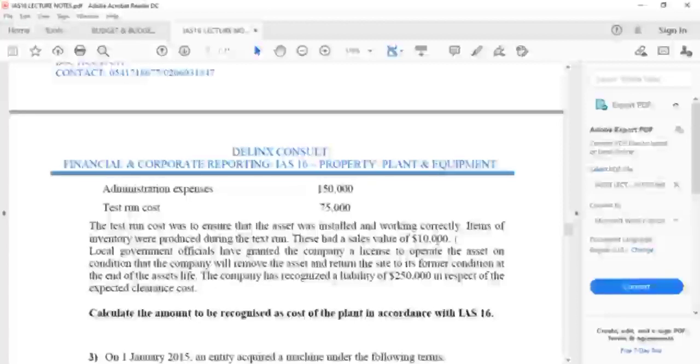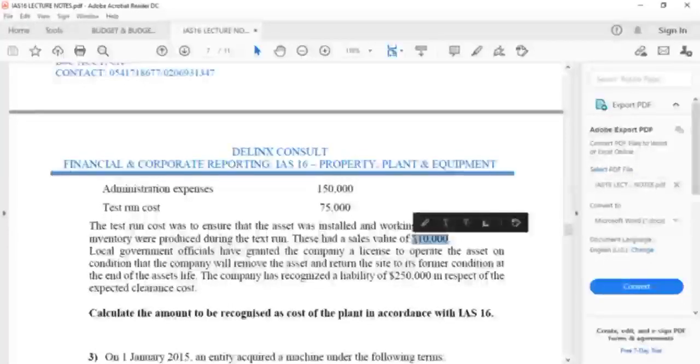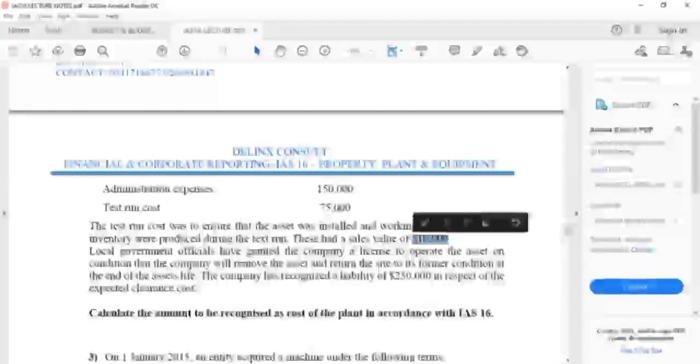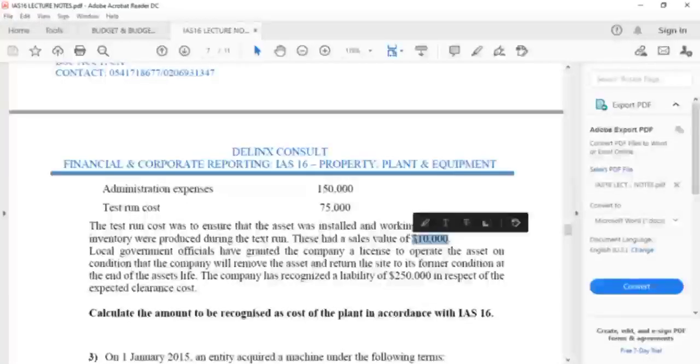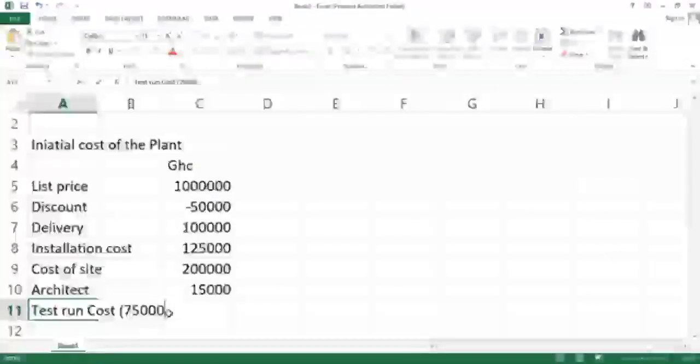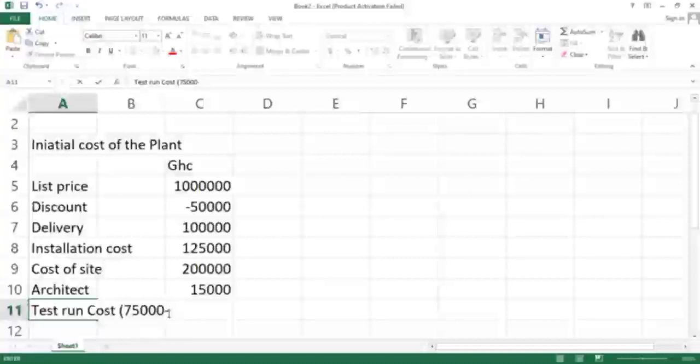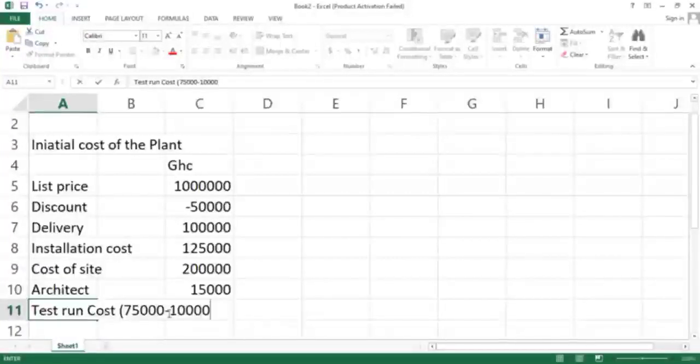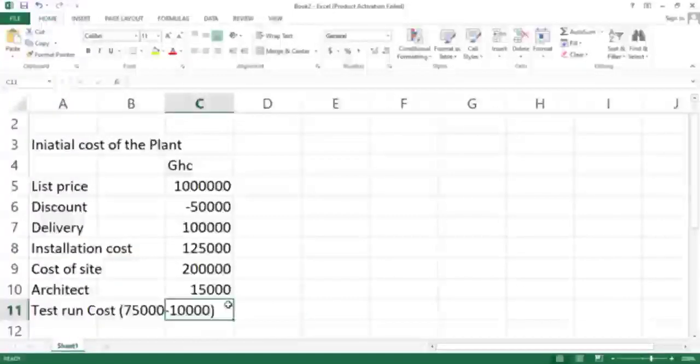65,000. So since we are producing this inventory as a result of a test run, any income that we generate from the sale of the inventory will be netted off against the test run cost. So that will give us 75,000 minus 10,000, and that will give us 65,000 at the end.